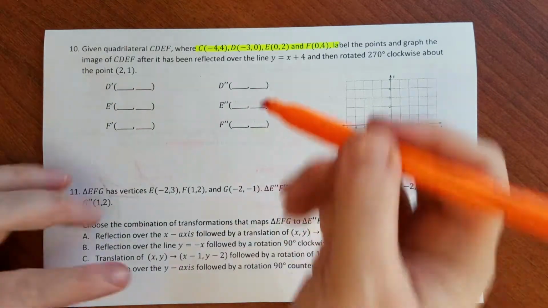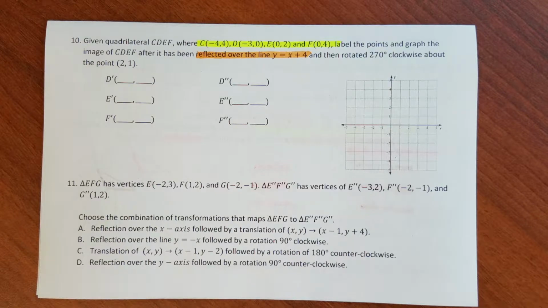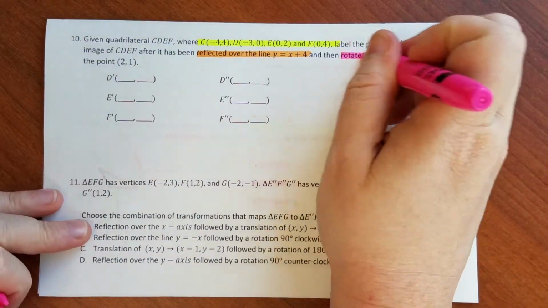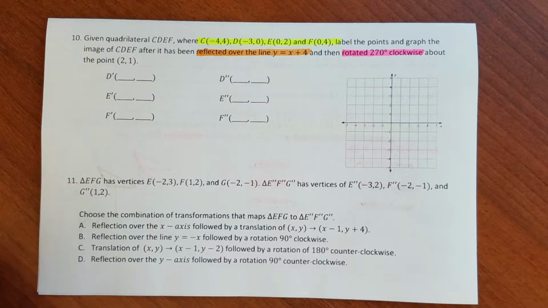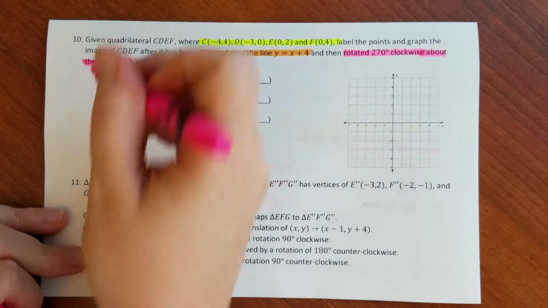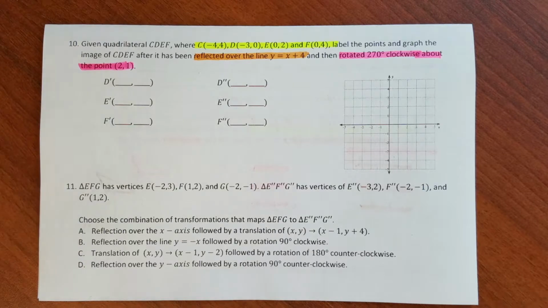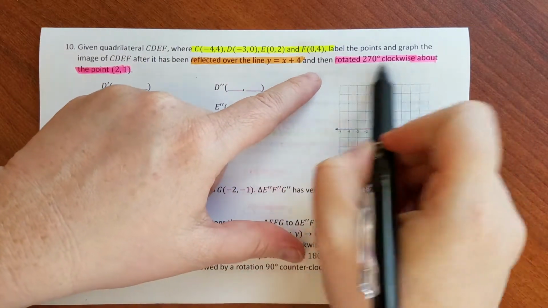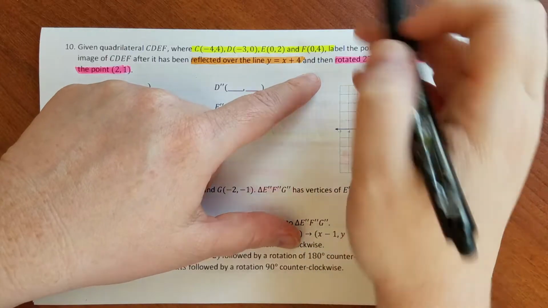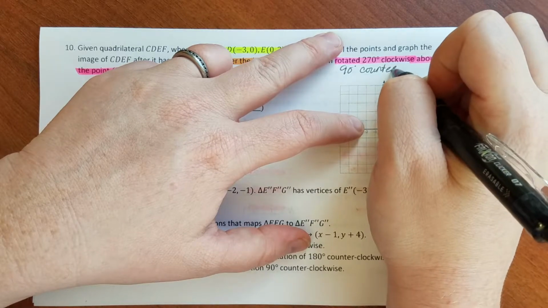I'm going to reflect it over this line, and then I'm going to rotate it 270 degrees clockwise, which, if you guys recall from class, about this point. I'm actually not rotating about the origin, so I'm going to do a little more work there. So let's go ahead and plot this. Oh, for 270 degrees clockwise, that is the same as 90 degrees counterclockwise.